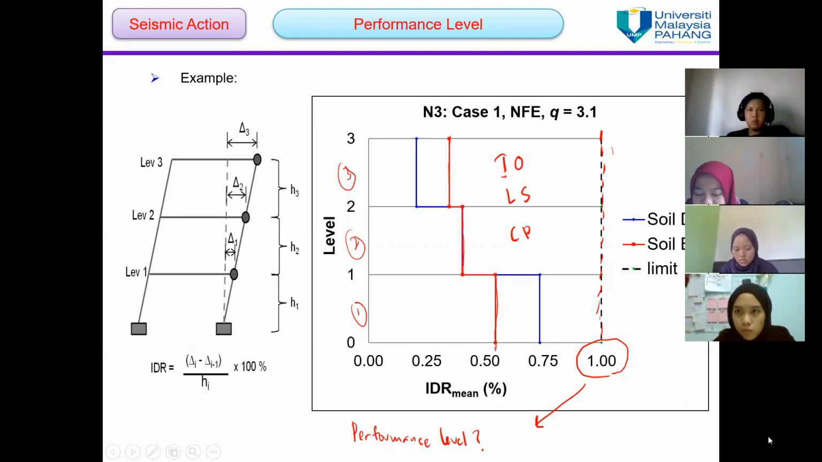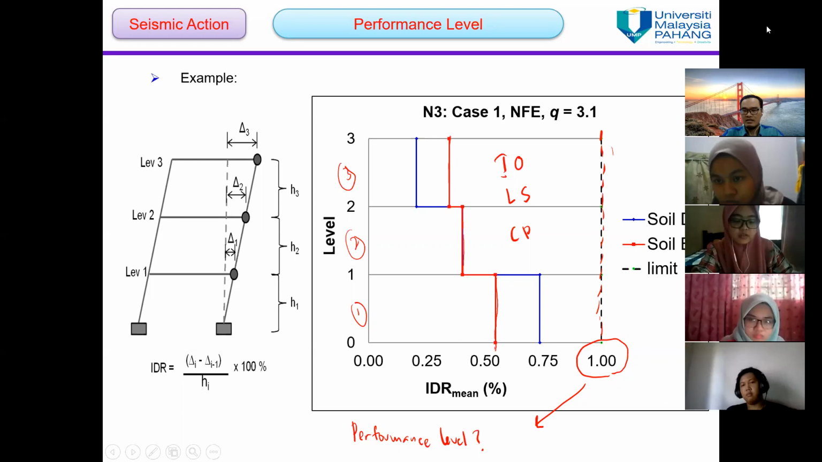Any idea? Immediate occupancy. Okay, any reason? Why immediate occupancy? Less than 1%. Okay, because the IDR is less than 1%. Okay, good.